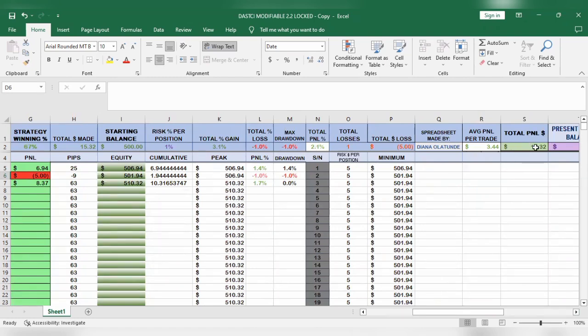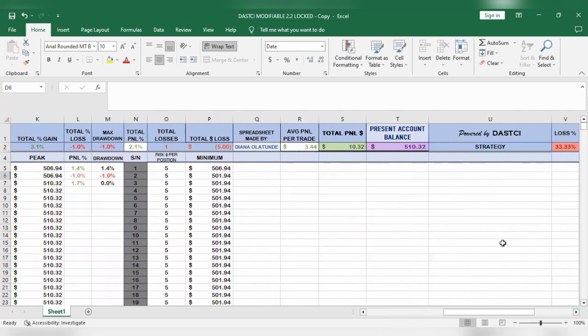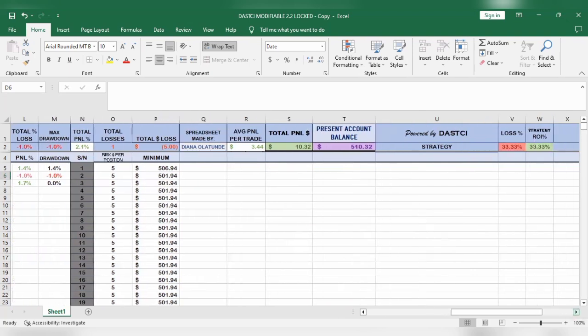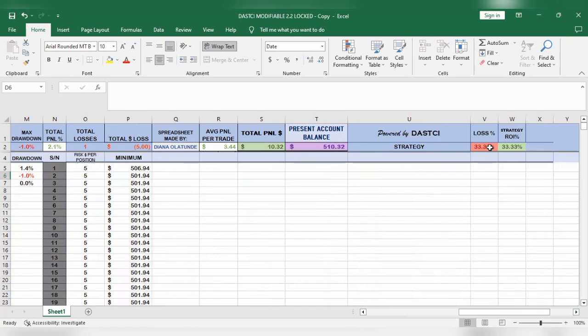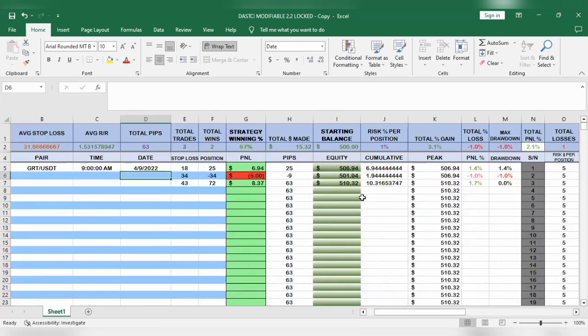Now, the total P&L we've made is all this added up. So we've made $8 plus $6, that's 14, with all these points going to give us 15, minus this time we lost this trade, which is $5. So that would give us $18.32 as our present P&L, which would then be added to our account balance to give us our present account balance. Now, our loss percentage for those 3 trades is 33.33%. This is basically how to use a backtest strategy.